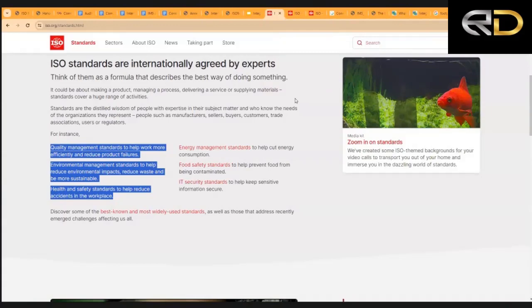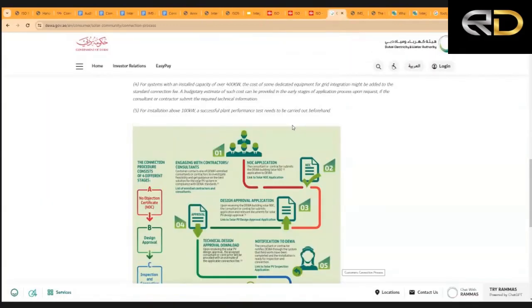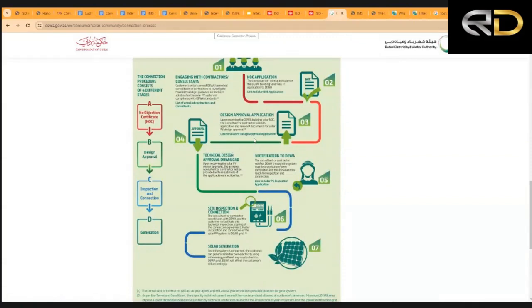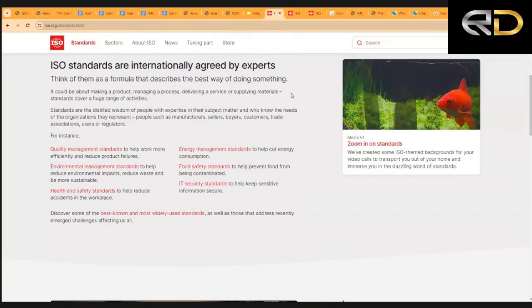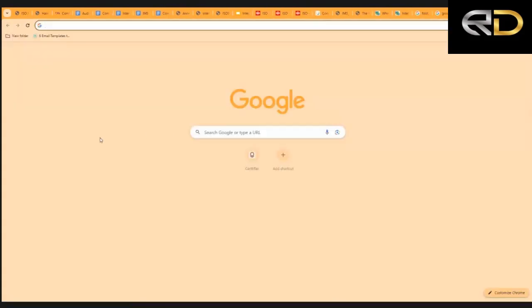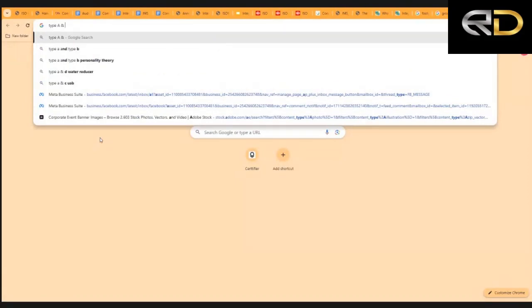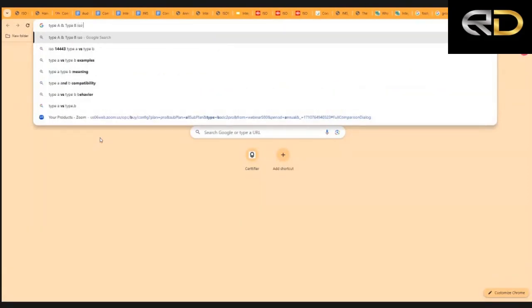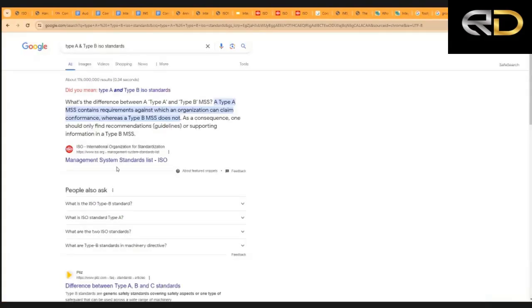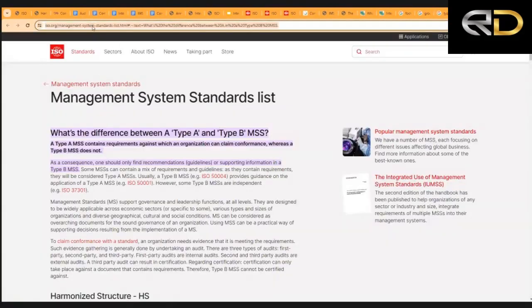Now, I think I've got 30 seconds or so. I want to explain how you can really understand IMS application. As further evidence, if you look at type A and type B standards, as I have told you, you can go to the ISO website. This is a blog that explains the difference between type A and type B management standards. What we are doing right here, as you are going to see in this blog, is basically the type B standard.